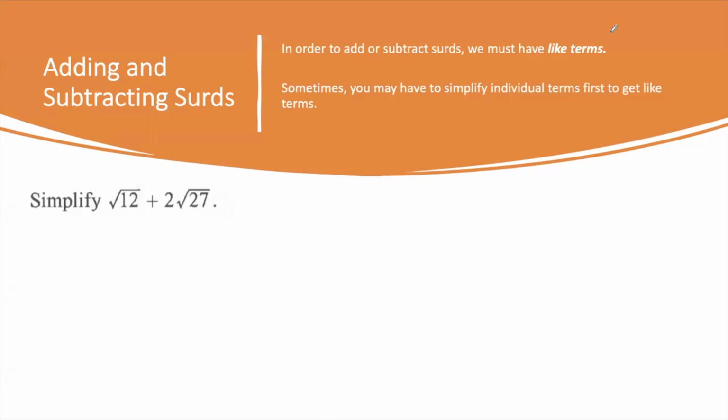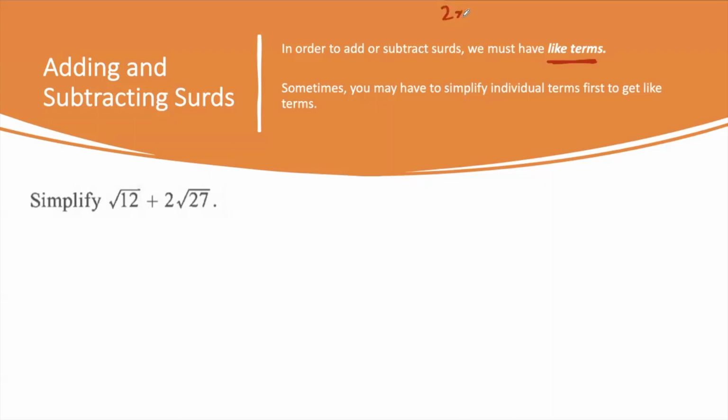In this video, we're going to be talking about how to add and subtract surds. In order to add or subtract surds, we must have like terms. So why is that important? Recall in algebra, we have like terms that can be added or subtracted. We cannot add or subtract unlike terms.